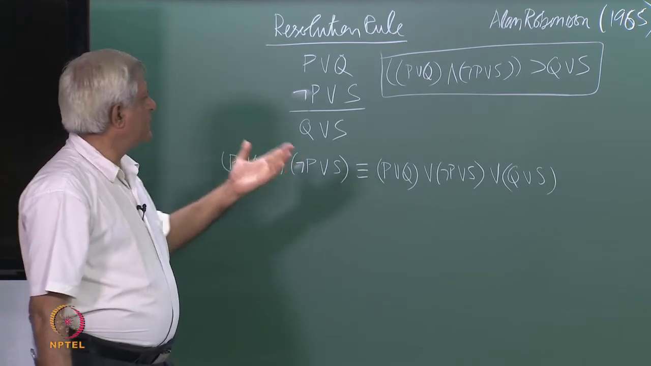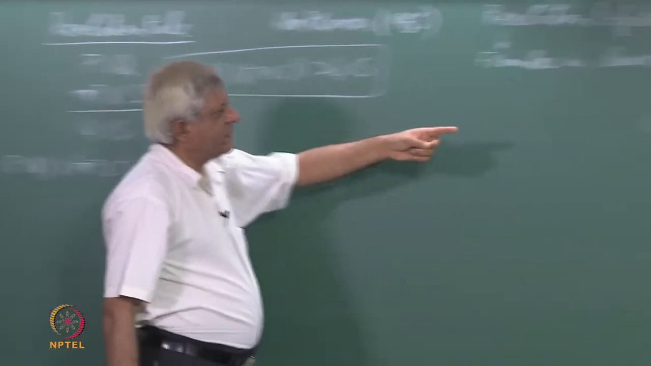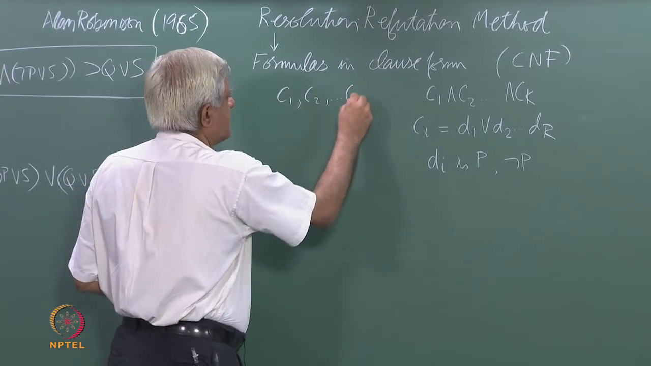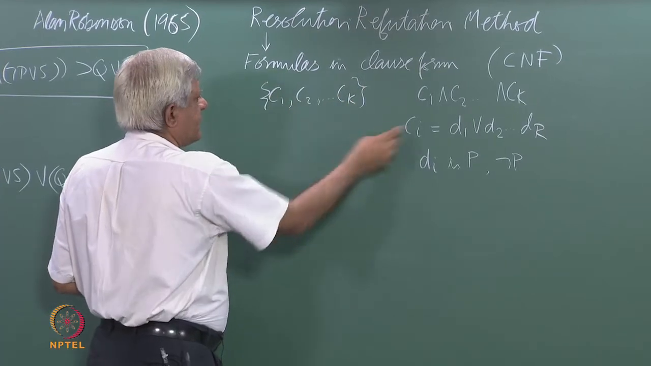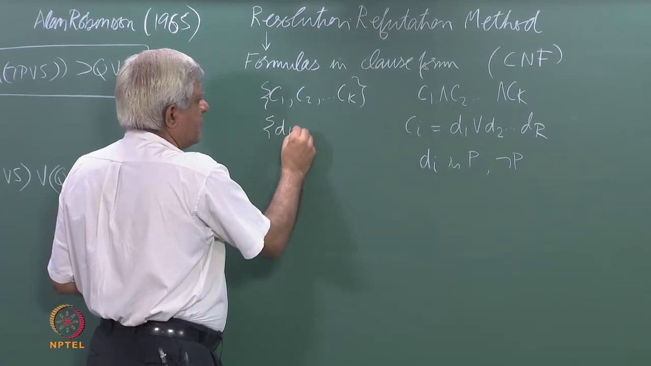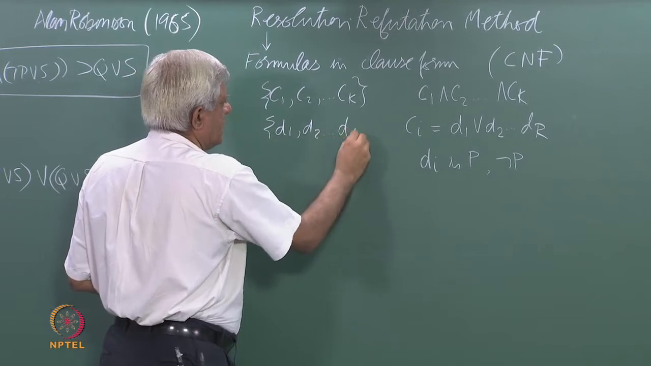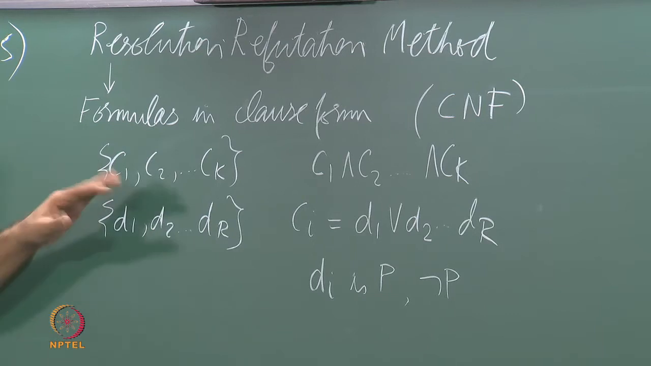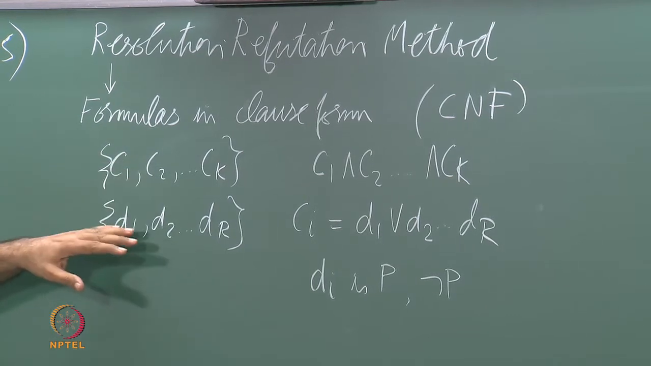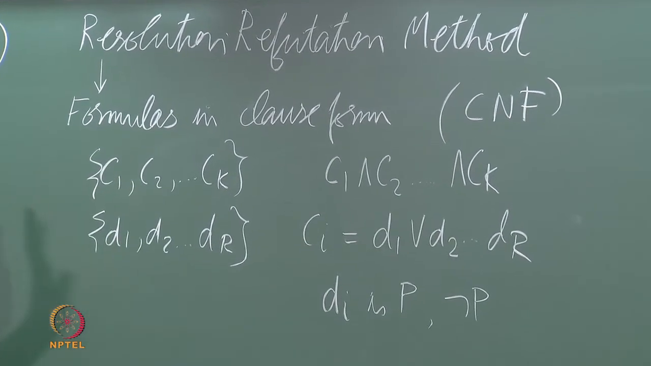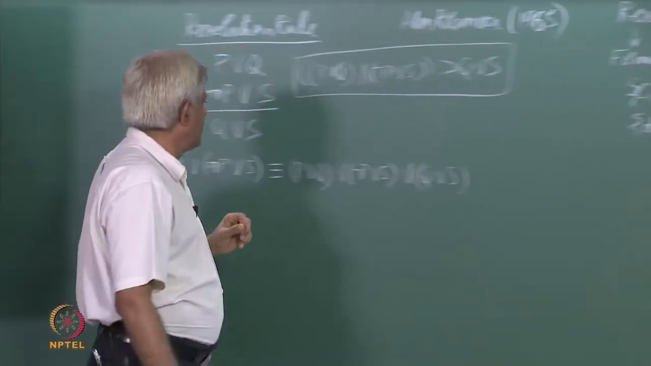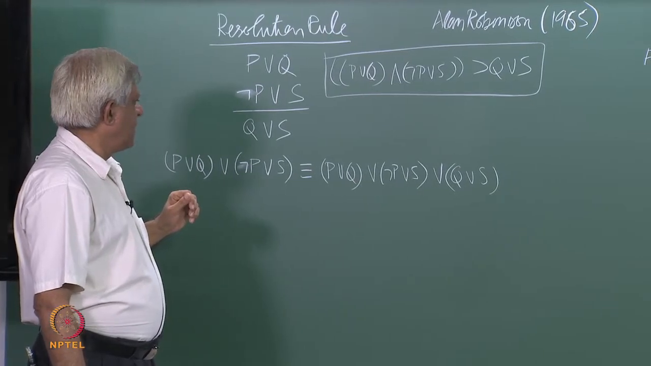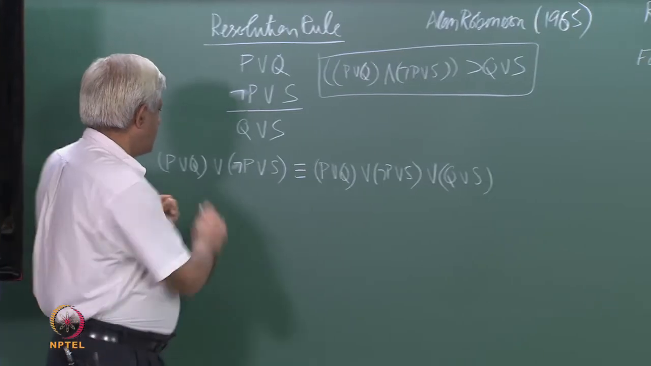So, when you talk about clause forms, instead of writing it as C1 and C2, we often write it as C1 comma C2 comma Ck. So, we think of it as a set. Likewise, this one D1 comma D2 comma Dr, where the comma is interpreted appropriately, as and in the outer level and or in the inner level. Sorry? The equivalence that you have written, the clauses should be joined by and. Yeah.